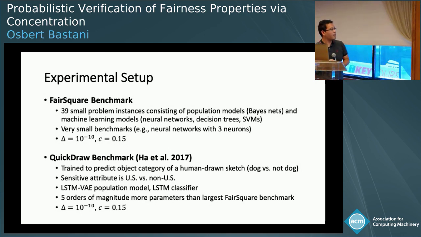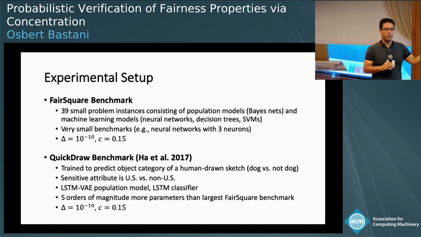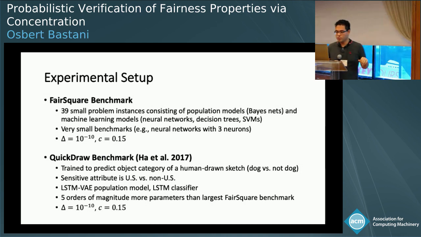And then for the QuickDraw benchmark, this is actually a neural network model that's used to predict the object category of a human-drawn sketch. For example, we just used the binary outcome dog versus not dog. The sensitive attribute we used is whether or not the human who drew the sketch is a US or a non-US user. These are state-of-the-art neural network architectures, and in particular, they're much larger than the FairSquare benchmarks. The largest one is 5 orders of magnitude larger than the largest FairSquare benchmark, and we use the same parameters.